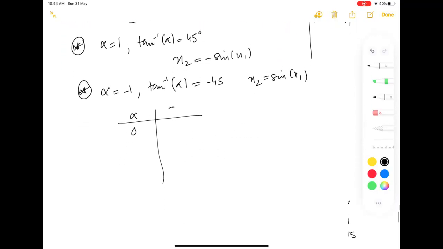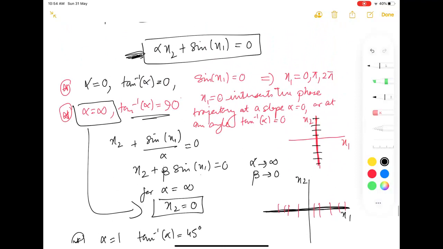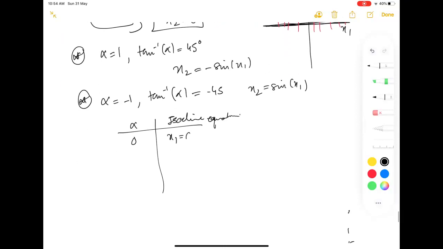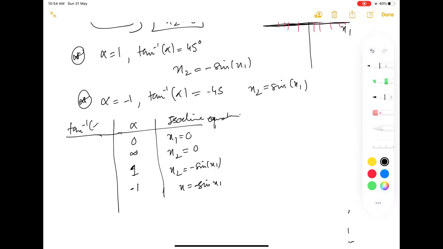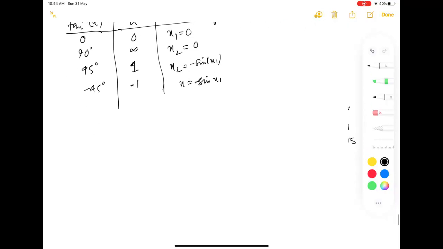And the equation for the isocline for alpha equal to 0 that we got was x1 is equal to 0. This is one of the equations. For alpha equal to infinity, the equation that we got was x2 is equal to 0. For alpha equal to 1, the equation that we got was x2 is equal to minus sine x1. And for alpha equal to minus 1, the equation that we got was x2 is equal to sine x1. These alphas correspond to angles, which are tan inverse alpha: 0 degrees, 90 degrees, 45 degrees, and minus 45 degrees. Okay, now let us draw the isocline.